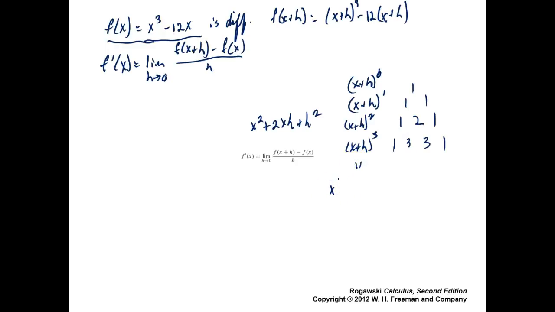x to the 3rd, plus x squared h. You drop the first one by 1 and increase the last one by 1. Okay? Next. Plus 3x h squared, right? Plus h cubed. That's it.